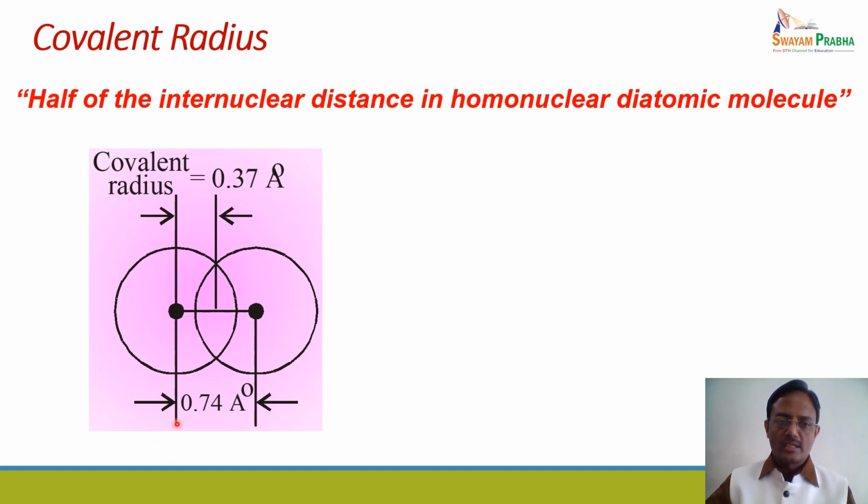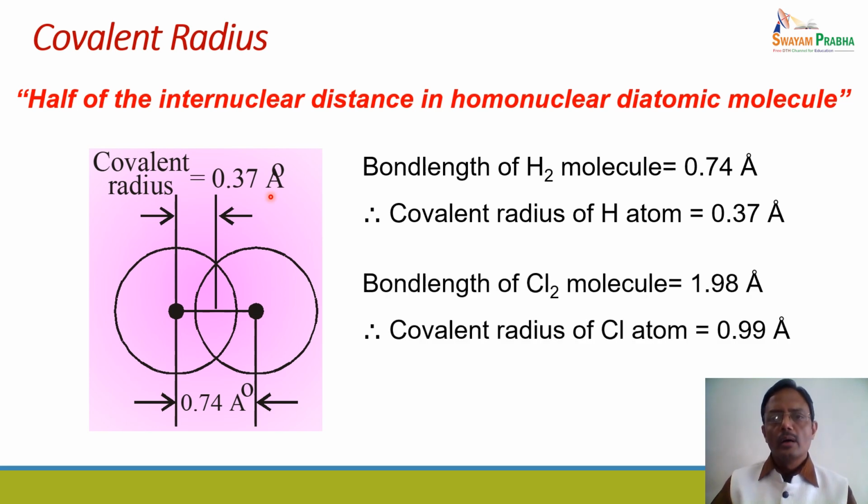Hence, in this particular case, the bond length of H2 molecule is 0.74 angstrom. Thereby, the covalent radius becomes 0.37 angstrom. Another example is Cl2 molecule. For Cl2 molecule, the bond length of Cl-Cl bond is 1.98 angstrom. Hence, the covalent radius of Cl atom is half of that, which is equal to 0.99 angstrom.